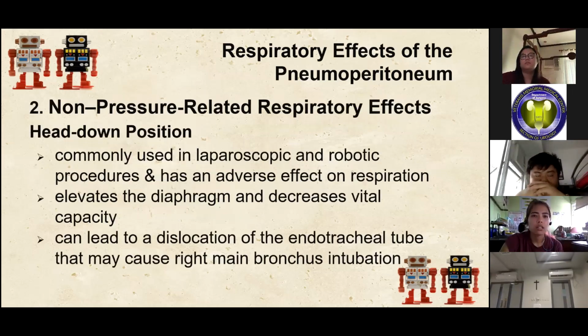Next, we have non-pressure related respiratory effects, like the head-down position, which is commonly used in laparoscopic and robotic procedures, and it has an adverse effect on respiration. It elevates the diaphragm and decreases the vital capacity and can lead to a dislocation of the endotracheal tube that may cause right main bronchus intubation.